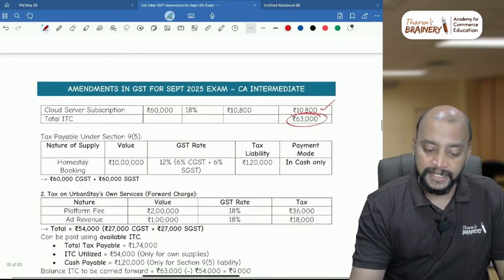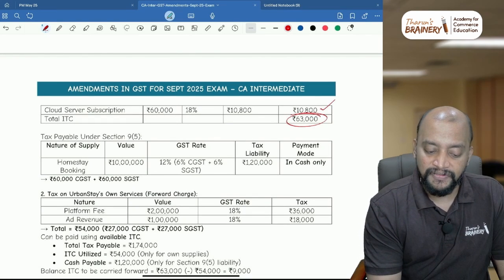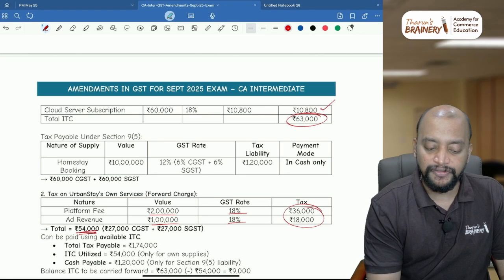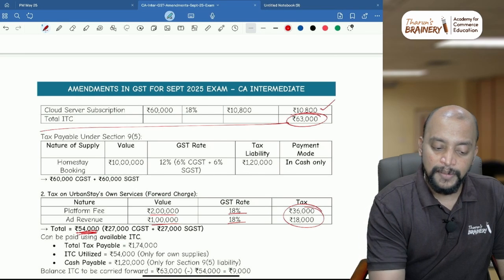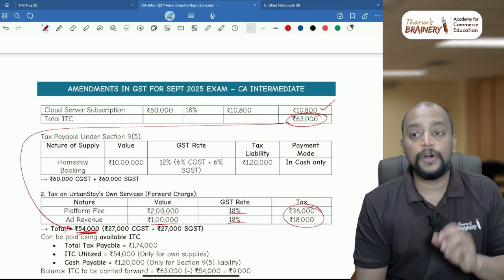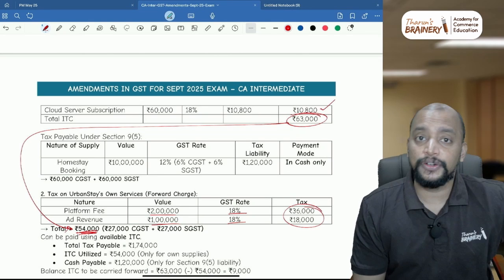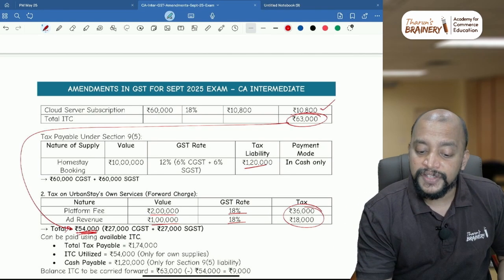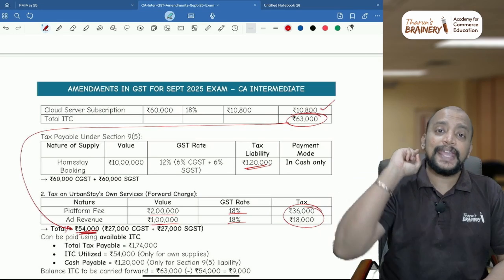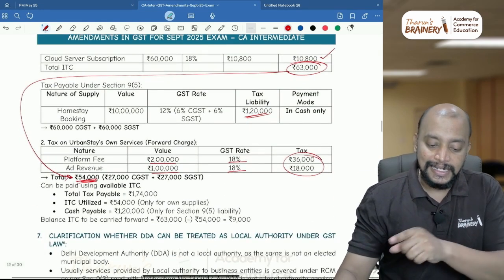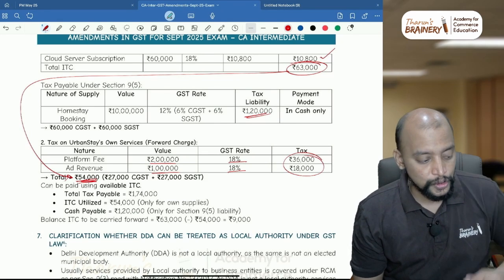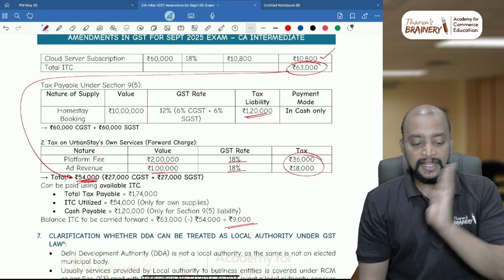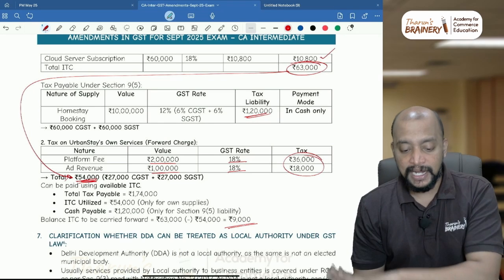Now, what is their normal liability? 3 lakhs into 18%, that is 54,000. So, 2 lakhs into 18, 1 lakh into 18, 3 lakhs into 18%, 54,000. Now, this 63,000 can be utilized for payment of 54,000. How much credit? 63,000. Fully they can utilize for 54,000. The remaining credit, can they use for payment of this 1 lakh 20? No, that has to be paid by cash only. So 63 minus 54, still 9,000 rupees is there. That 9,000 is the balance ITC to be carried forward.